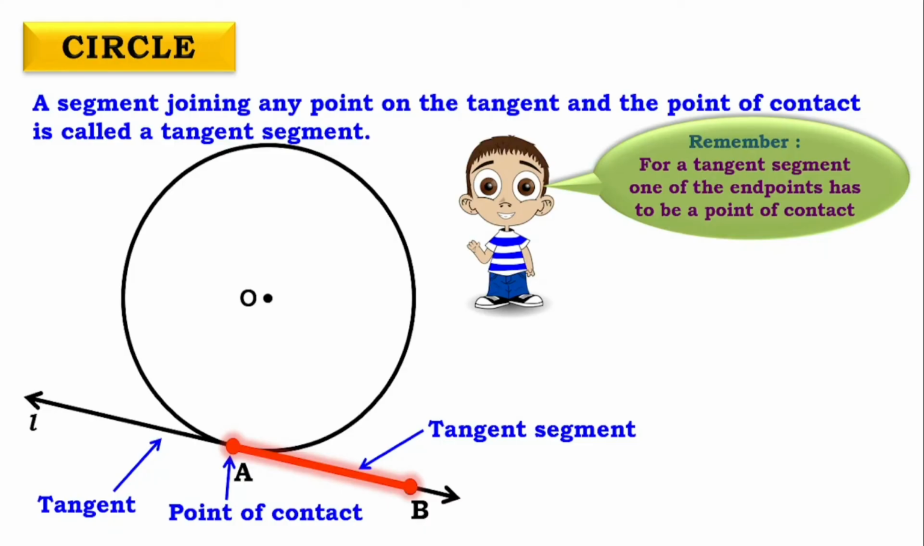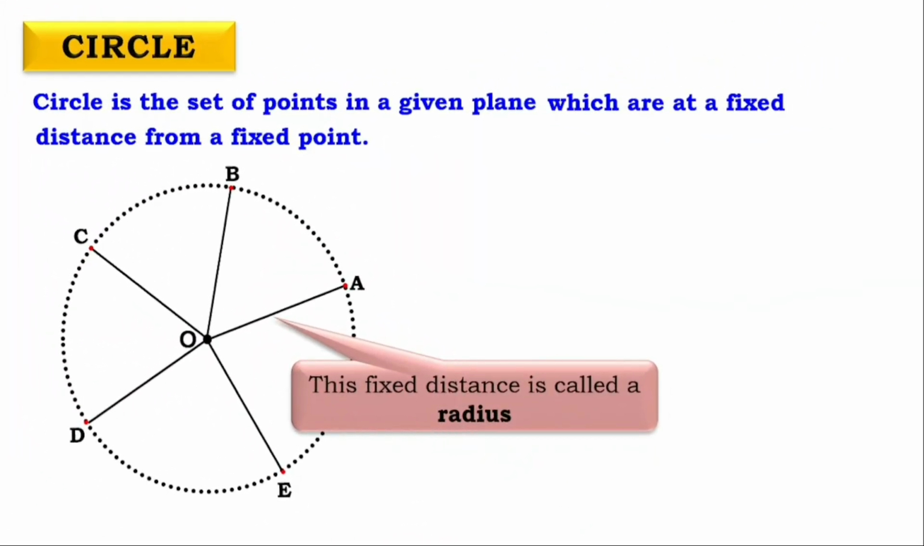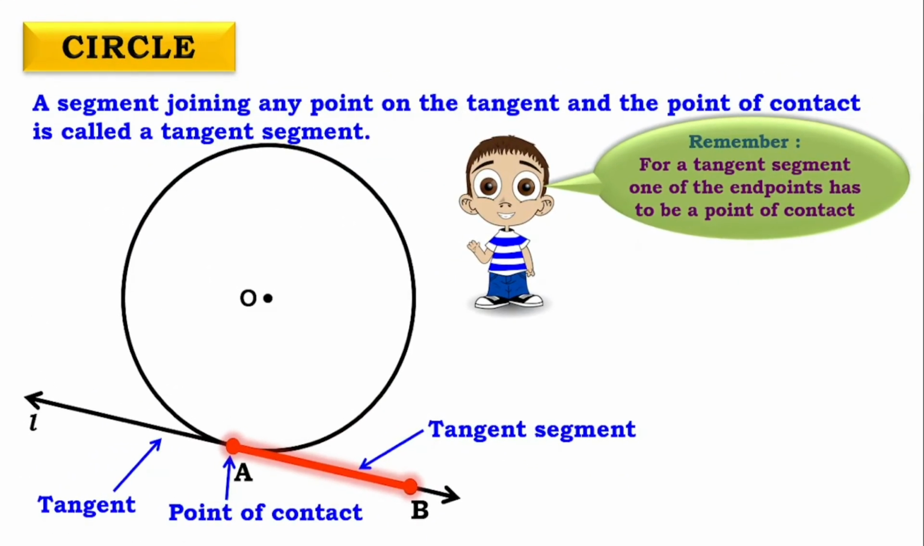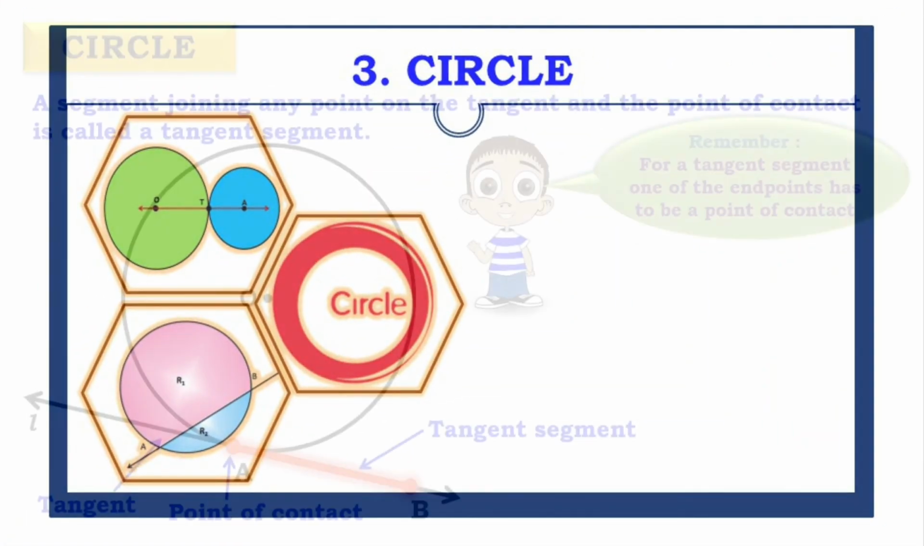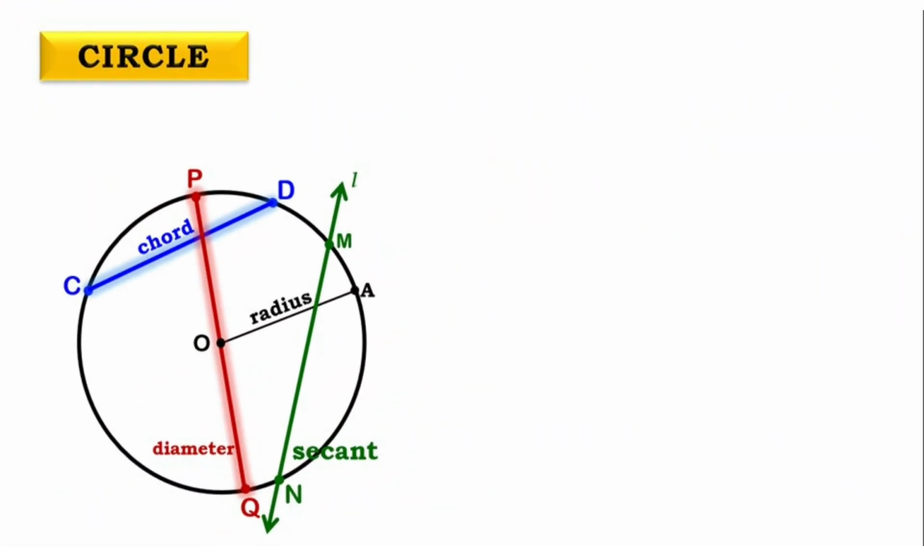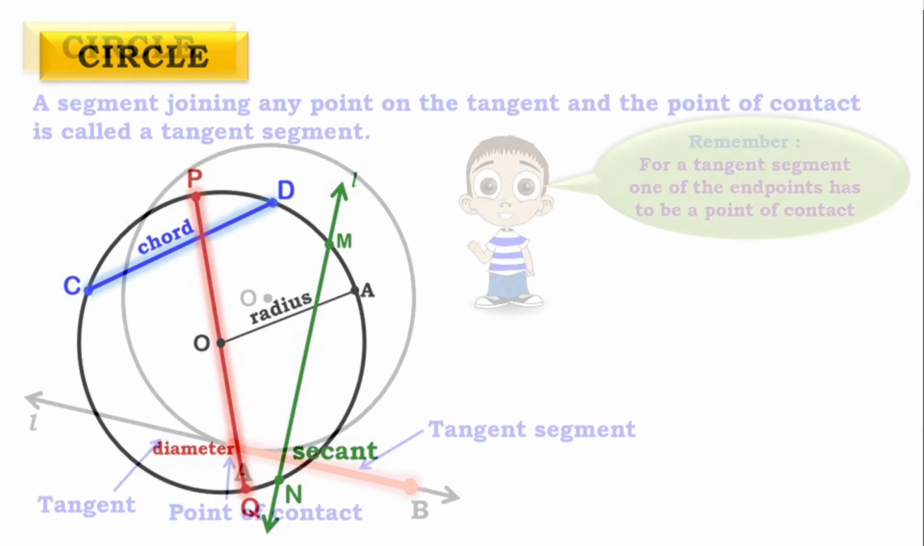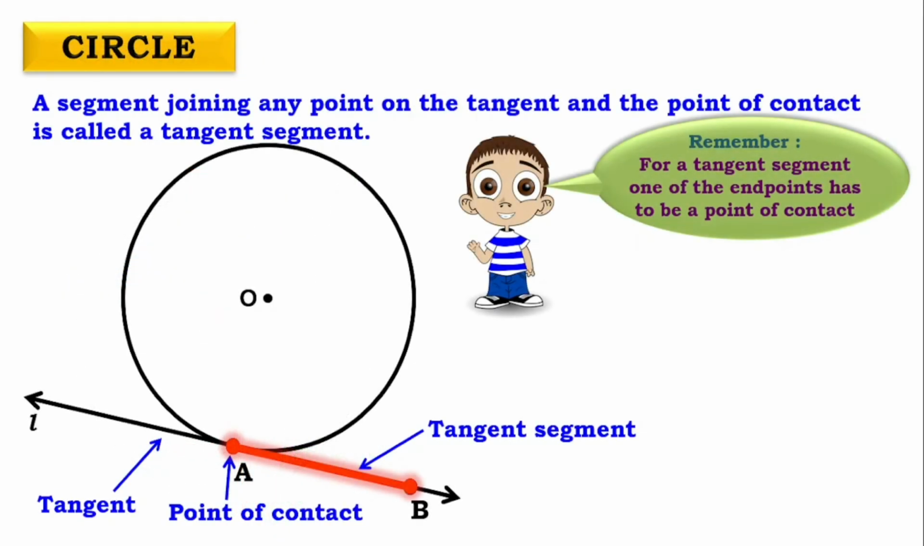Understood? So a circle is a set of points in a given plane at a fixed distance from a fixed point, and that fixed distance is called a radius, and radii of the same circle are always equal. I hope, students, you have understood what a circle is and the basic elements related to the circle, that is, what a radius is, what a chord is, what a diameter is, what a secant is, what a tangent is, and what a tangent segment is, which is very important for understanding geometry.